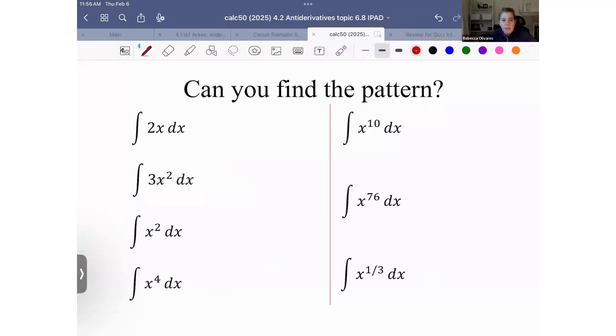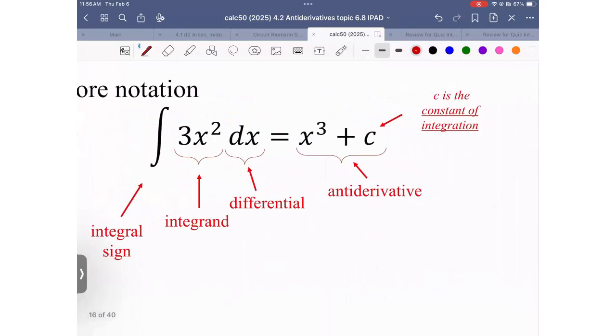Is that a hand raise? Oh, yeah, Elsie, go ahead. Are the terms antiderivative and integral interchangeable? Like, can you use them as the same thing? They are slightly different, but yeah, you can use them interchangeably.